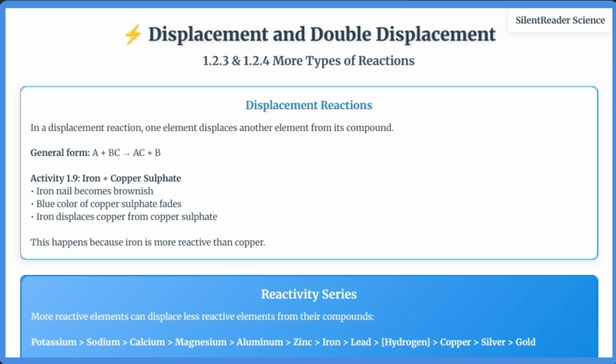In double displacement reactions, there's an exchange of ions between reactants. The general form is AB plus CD yields AD plus CB. When sodium sulfate reacts with barium chloride, a white precipitate of barium sulfate forms. Any reaction that produces a precipitate is called a precipitation reaction.